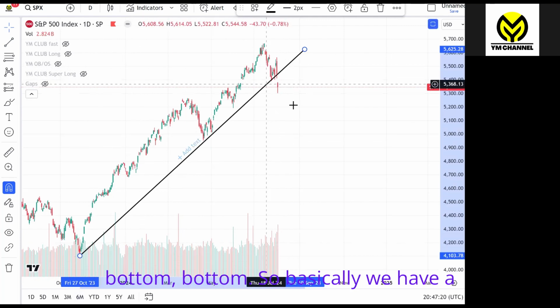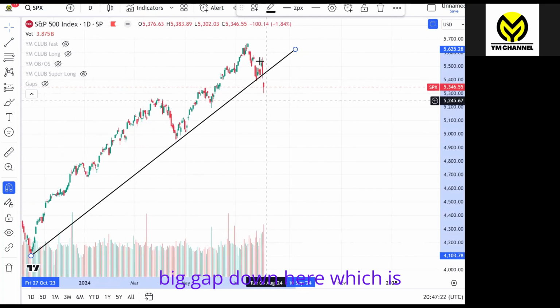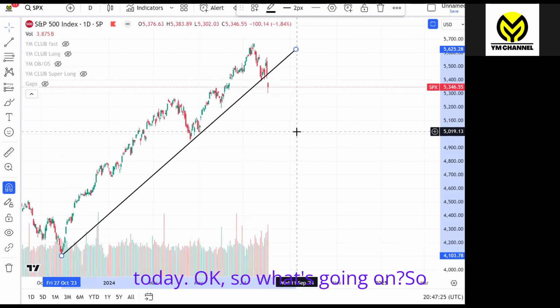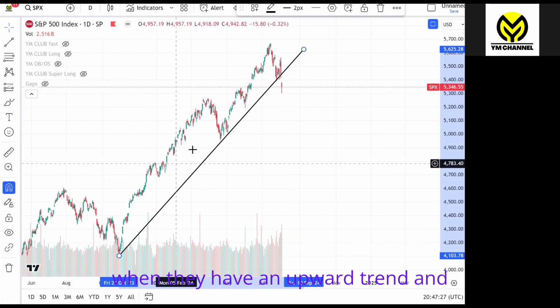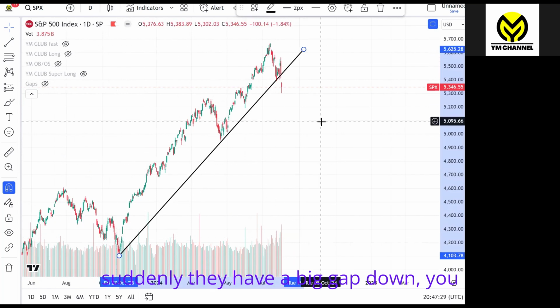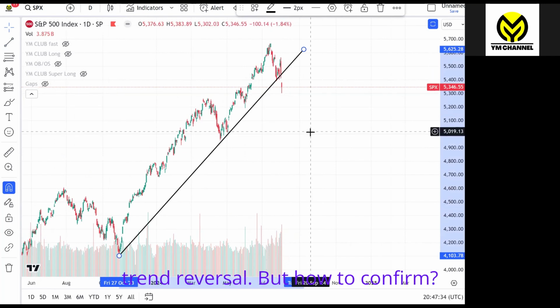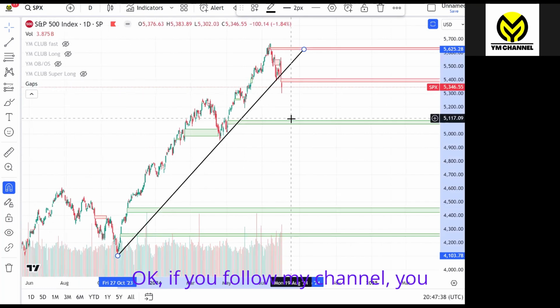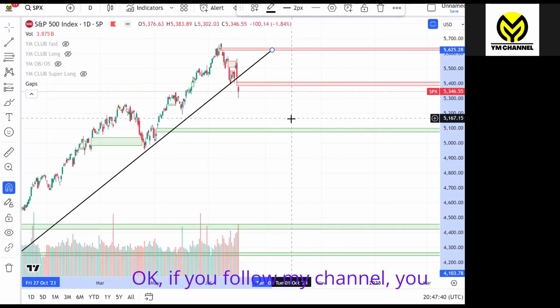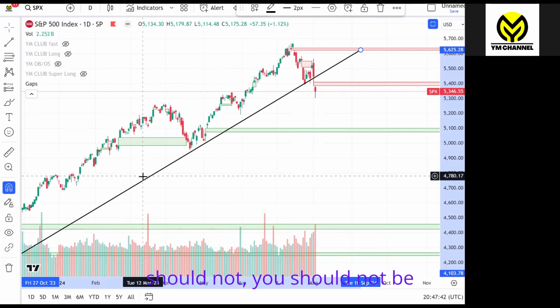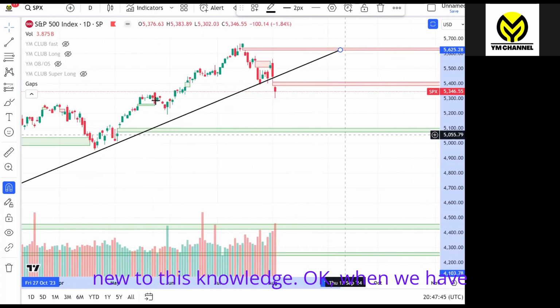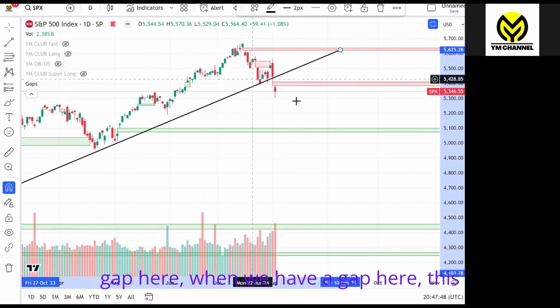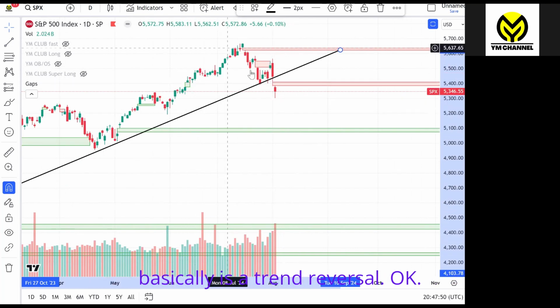So basically we have a big gap down here, which is today. Okay, so what's going on? When they have an upward trend and suddenly they have a big gap down, you need to be very careful. It could be a trend reversal, but how to confirm? Remember, we use the gap strategy. If you follow my channel, you should not be new to this knowledge. When we have gap here, this basically is a trend reversal.